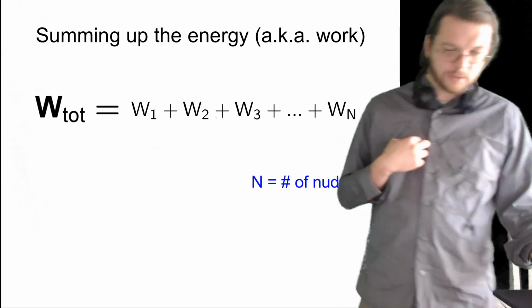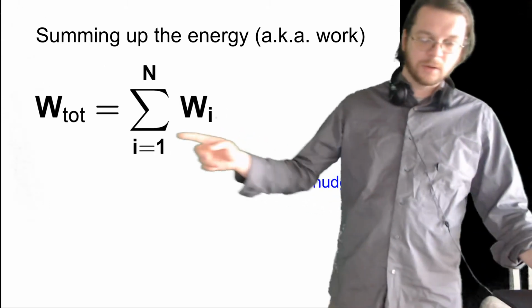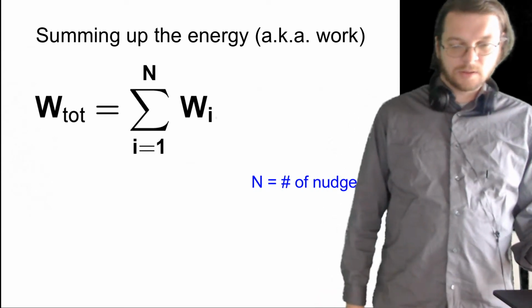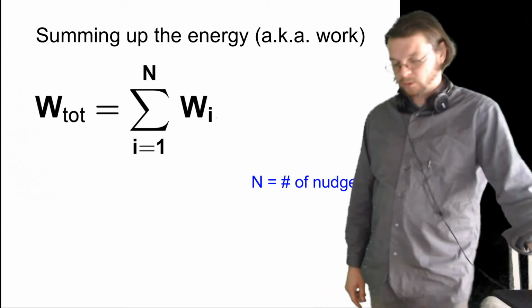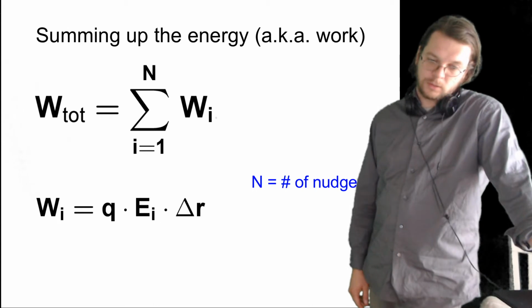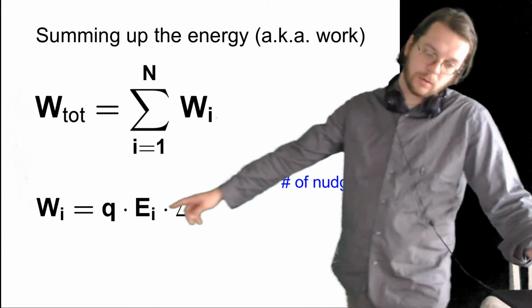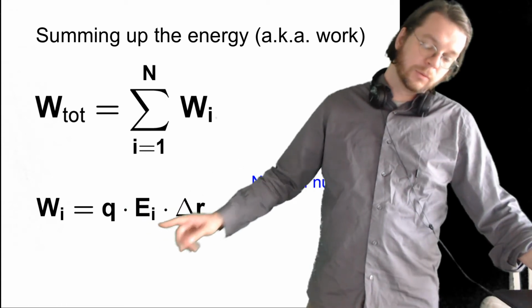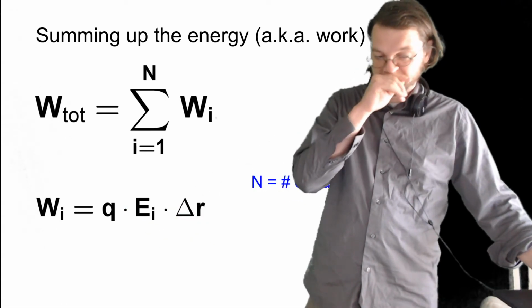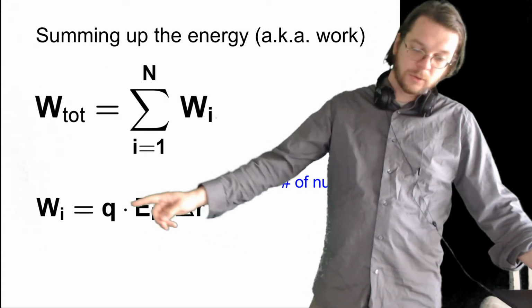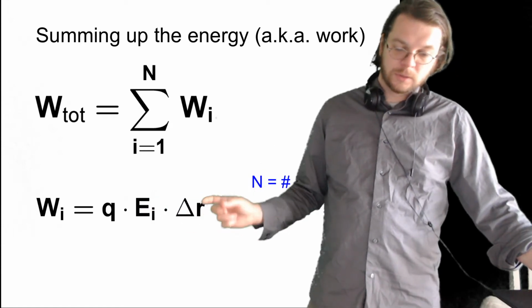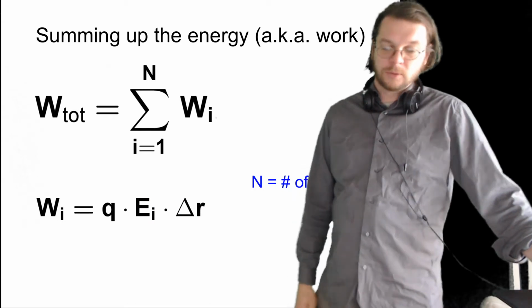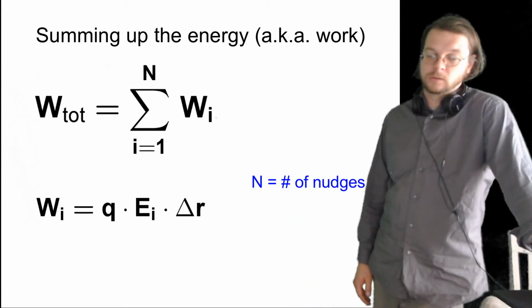And so we can write this in sort of a fancy way. We can say the sum of all the work for all the nudges is the force times the distance. Well, the force is the charge times the electric field produced by this deuteron. And the distance of each nudge is this delta r, the distance over which the thing moves every time that we nudge it.